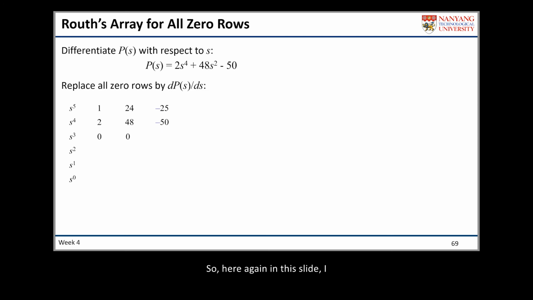So here again in this slide, I rewrote the auxiliary polynomial that we just derived. What next? Next step, you have to take the first derivative of this polynomial with respect to s. So I will differentiate this P(s) with respect to s. What will I get? The first derivative of P(s) with respect to s will be equal to 8s cubed plus 96s. And then the next step, I will use these coefficients from the first derivative of P with respect to s to replace the all zero elements, to replace these two.